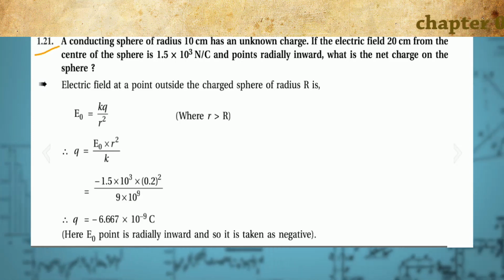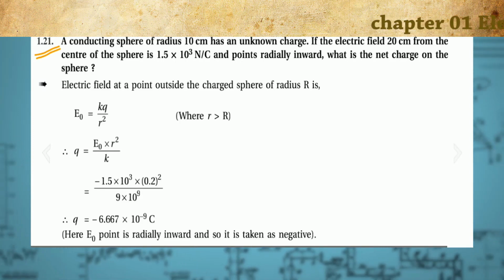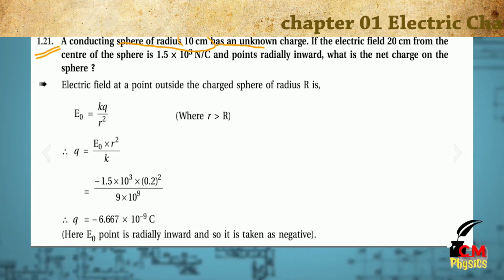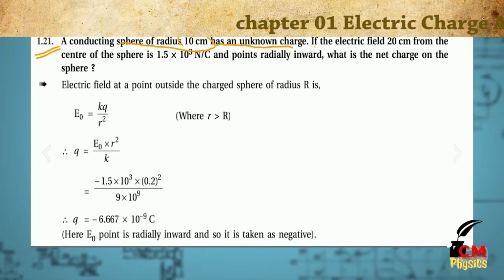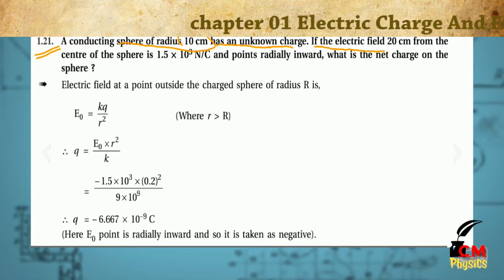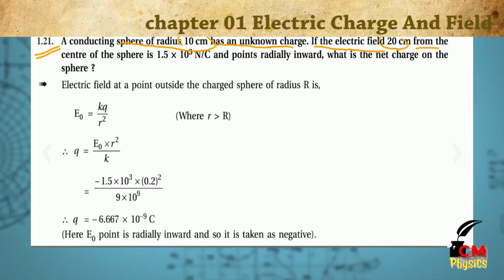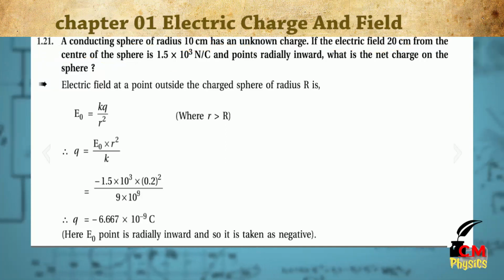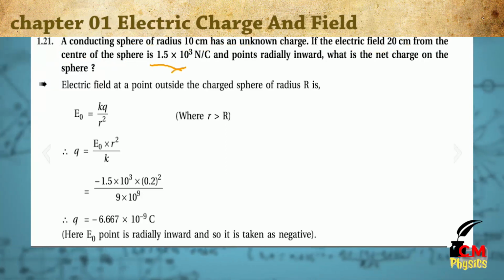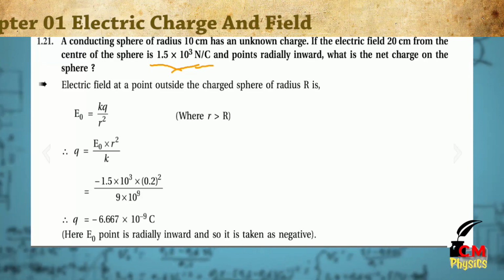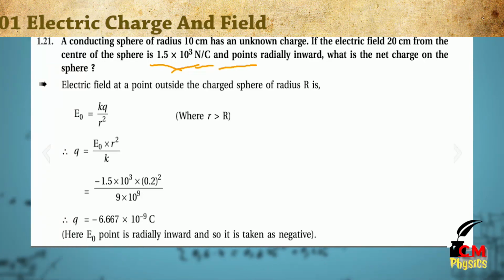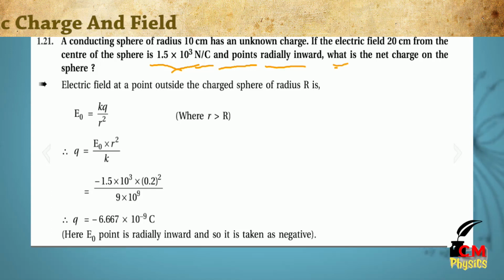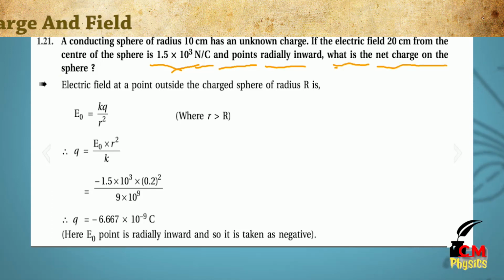Question number 1.21. A conducting sphere of radius 10 cm has an unknown charge. If the electric field 20 cm from the center of the sphere is 1.5 into 10 raised to 3 newton per coulomb and points radially inward, what is the net charge on the sphere?